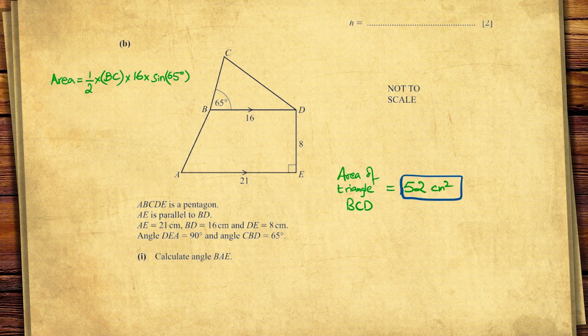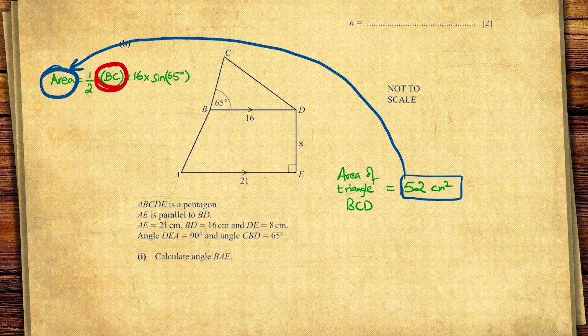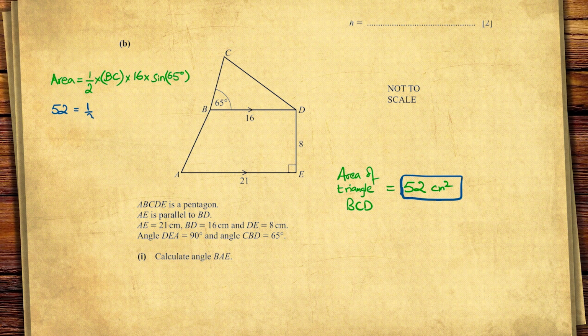Now I can use the value of this area in this equation to calculate the length BC. 52 equals 1 by 2 multiplied by BC multiplied by 16 multiplied by the sine of 65. Now 16 is in the numerator and 2 is in the denominator. We can simplify these. 2 1s are 2, 2 8s are 16, and we are left with 52 is equal to BC multiplied by 8 multiplied by sine of 65.